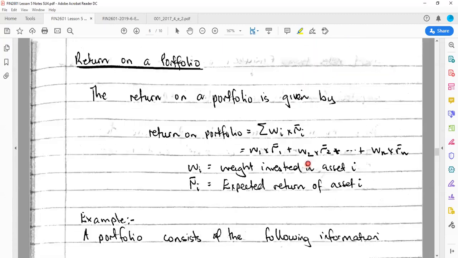So please make sure you are comfortable with those calculations. They are very important for the exam. You need to be able to calculate your expected return and your variance and standard deviation for your investments.